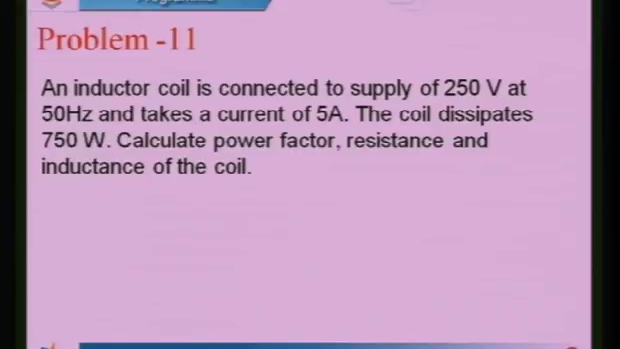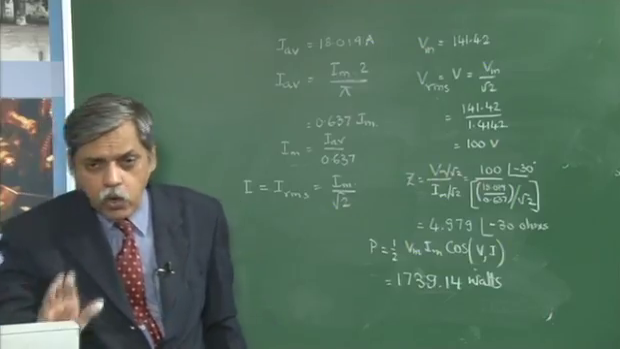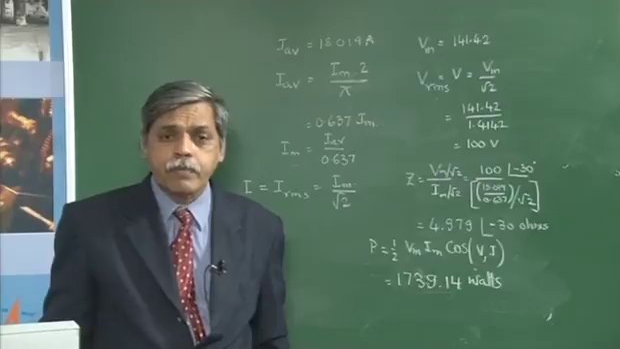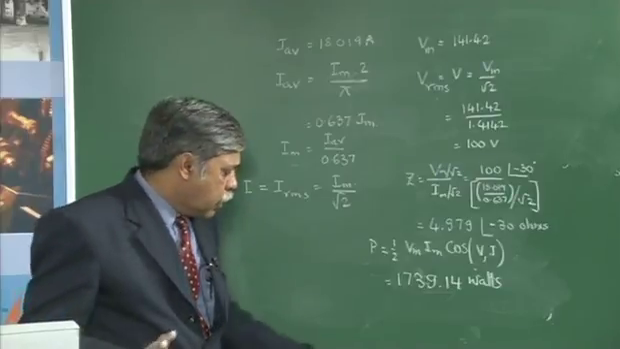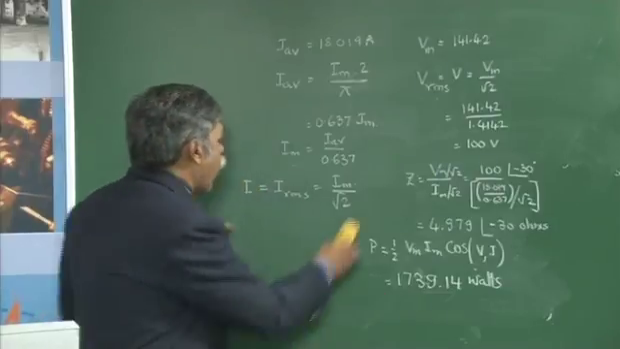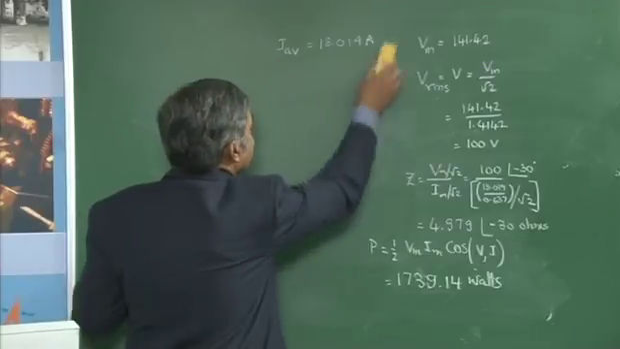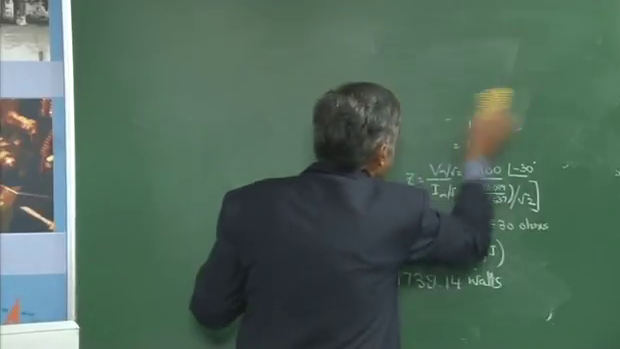This is another problem where an inductor coil is connected to a supply of 250 volts at 50 hertz and takes a current of 5 amperes. The coil dissipates 750 watts. Calculate the power factor, resistance and inductance of the coil. Here also the impedance value of the coil is not given directly, okay. But see, the impedance involves two parameters, resistance and inductance, okay.